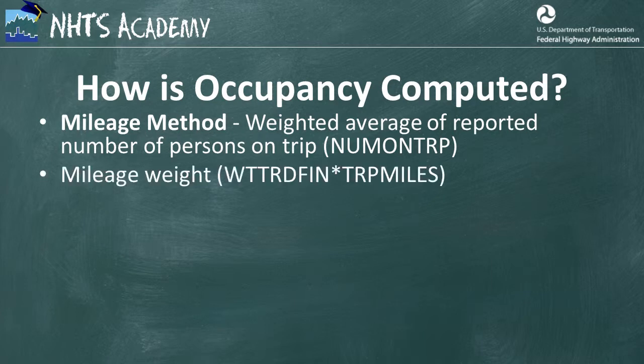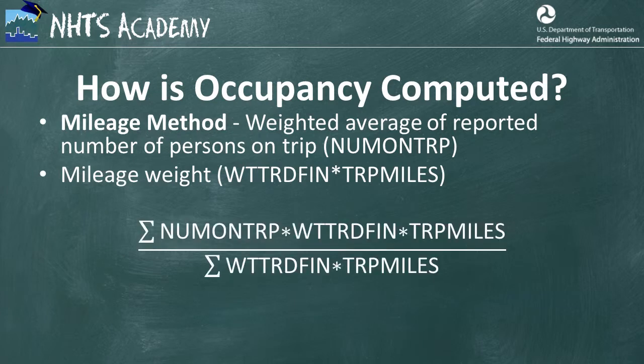The weight used for this method is comprised of the trip weight multiplied by the number of miles for a given trip. So ultimately, this method is computed by taking the sum of num-on-trip times the trip weight times the miles per trip and dividing by the sum of the trip weight times miles per trip.